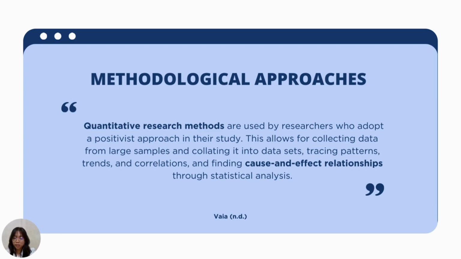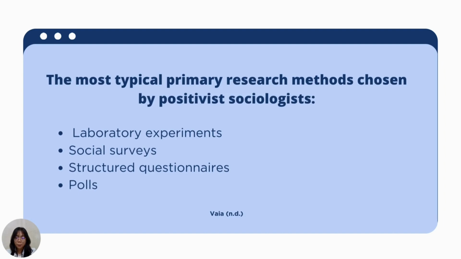So quantitative methods are used by researchers who adopt the positivist approach because they believe that the nature of human behavior and society is objective and can be scientifically measured. And quantitative methods emphasize objective measurements through numbers, like statistical and numerical analysis. And so the typical positivist primary research methods are laboratory experiments, social surveys, structured questionnaires, and the likes.